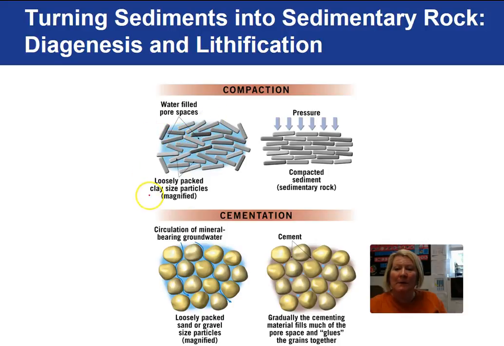Here we're looking at some clay-sized material that is loosely packed. There's water filling the pore spaces. As that material gets buried, because of compaction, you can see that the rock becomes more dense, the pore space decreases. Below is a picture of water circulating through individual sand or gravel-sized particles and precipitating out cement to hold those grains together.